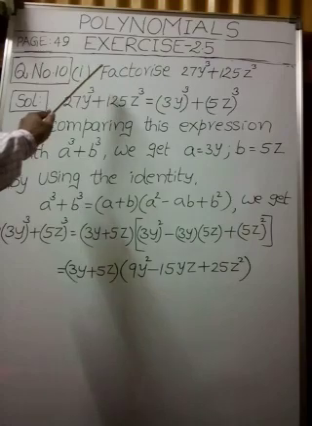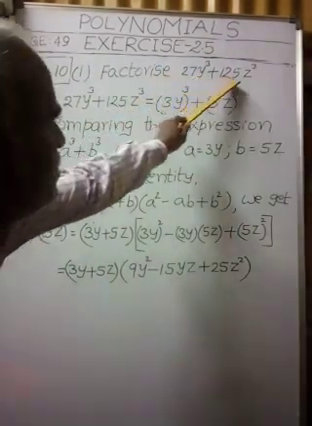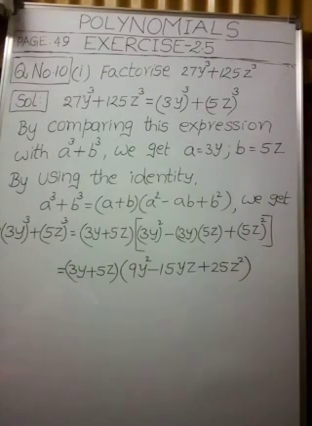Factorize. Now come to this question. Factorize 27y cube plus 125z cube. This is the given algebraic expression. What should we do here? We have to factorize the algebraic expression. Okay, my dear children, understood the question? I told you many times, first read the question well and understand the question well.